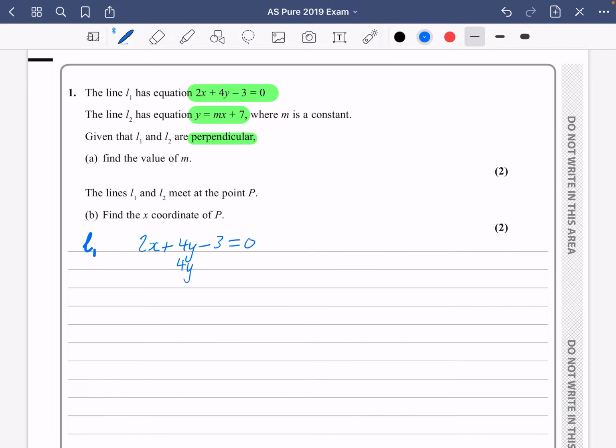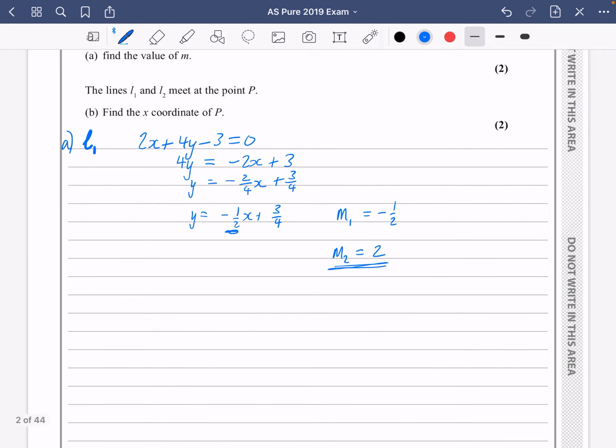So I would get 4y equals minus 2x plus 3, and then I will divide by 4 so that I get minus 2 over 4x plus 3 over 4. When I simplify this, I get minus a half x plus 3/4. So the gradient of line 1 is minus a half because of this value that I've got here. So the gradient of line 2, because it's perpendicular, is going to be the negative reciprocal of minus a half, which is just going to be 2. So that is the answer to our first question for part A.